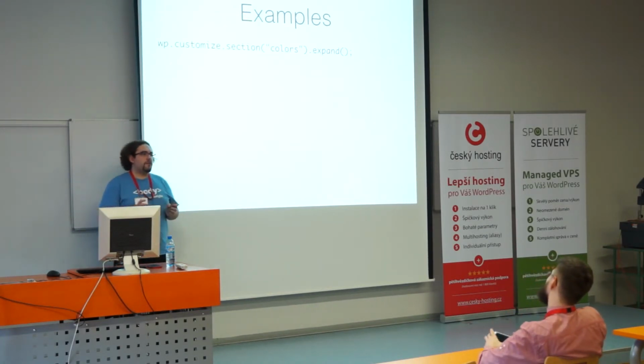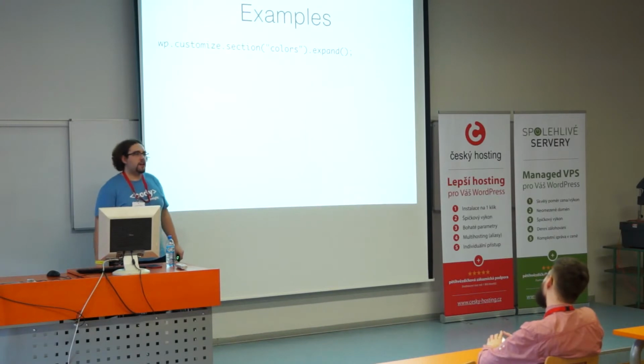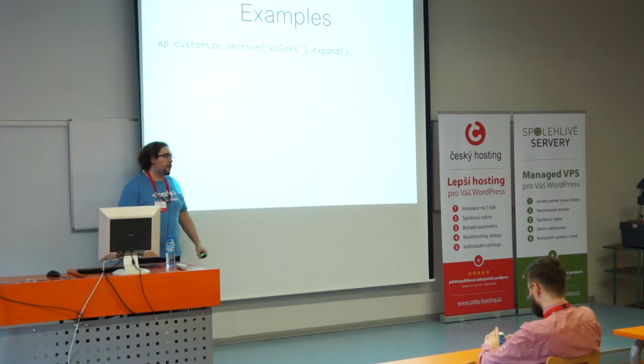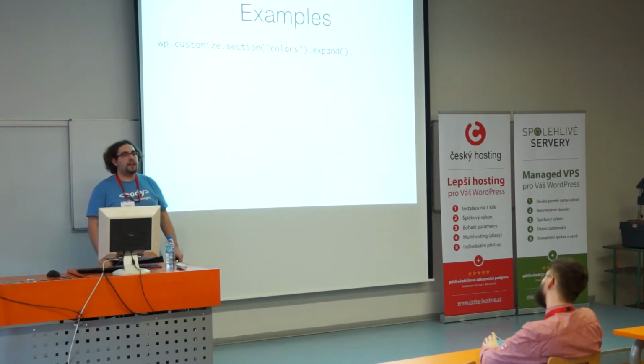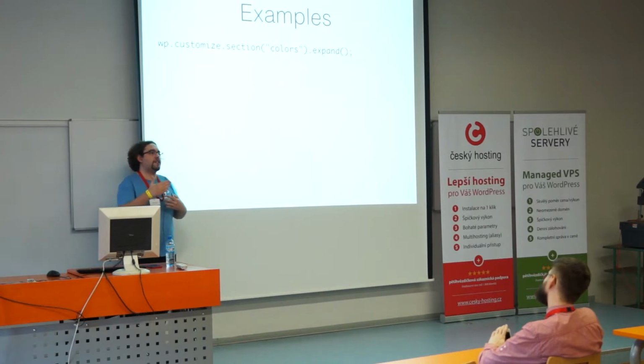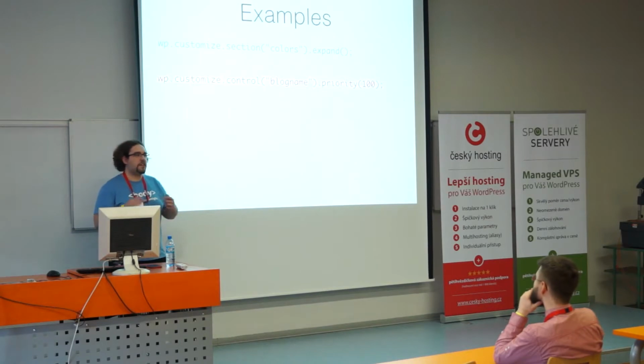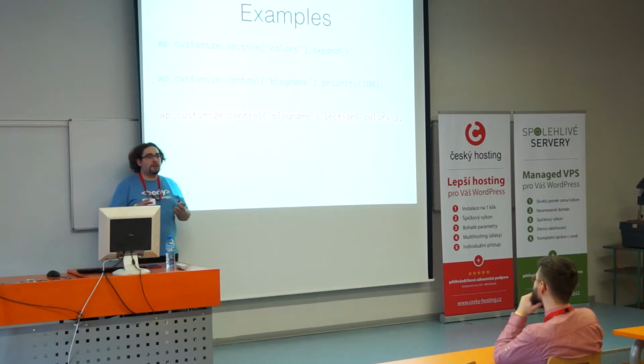wp.customize is, of course, the standard part of every call. You can assign this object to the api variable to shorten your code, and then we are opening the section. So we are calling the section colors method, and then the expand method. You can also, for example, change the priority of the control. The syntax is similar, but we are using the control method and the priority method. And you can also change the section for a specific control. So we are moving the blogname control to the colors section.